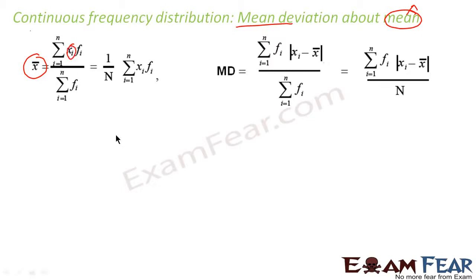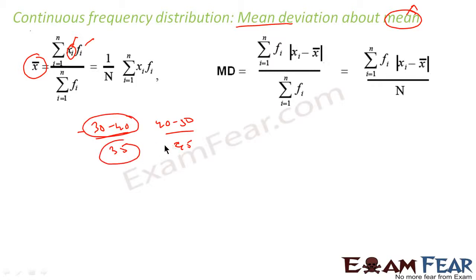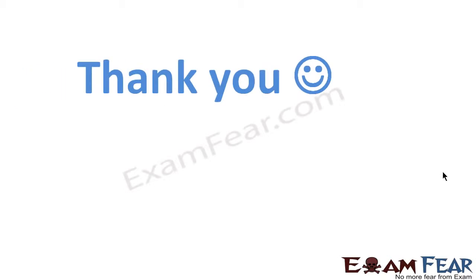And xi here is the mean of the class interval. For example, for 30 to 40, 30 plus 40 by 2, 35. For 40 to 50, 40 plus 50 by 2, 45. So xi we know, and the frequency is given, so we get the mean. Once we have the mean, we'll use the same formula: sigma fi into mod of xi minus mean, by sigma fi. Correct? Everything is the same, but here we have to first find the value of xi, because the range will be given, and from that range we have to find the value of xi. We'll take one example.